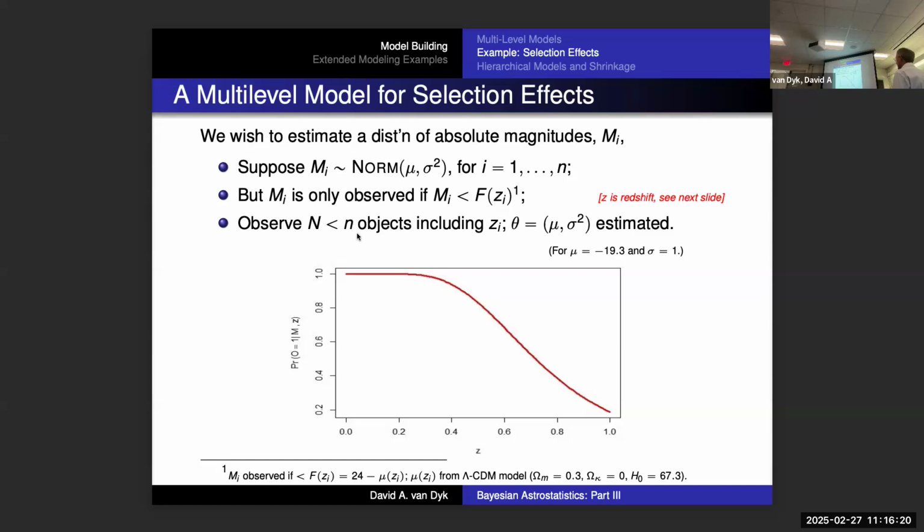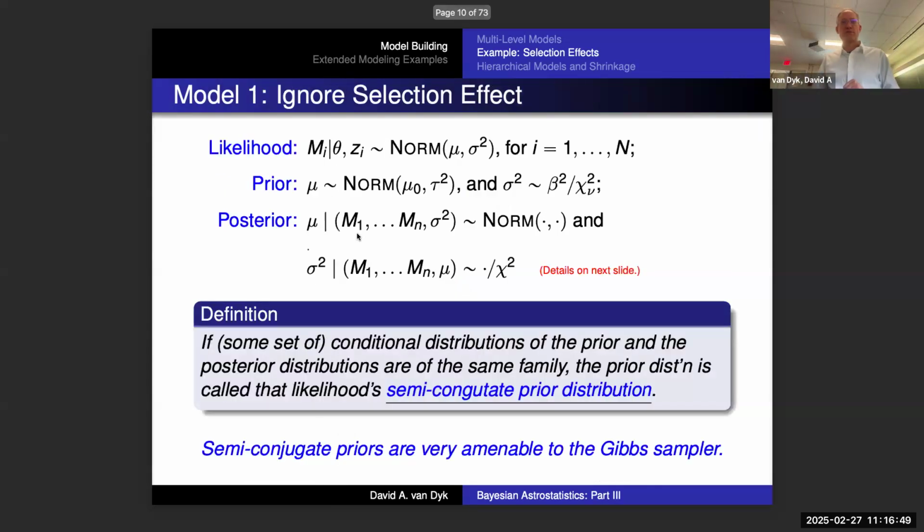We observe, for the observed objects, of course, we have redshift, or suppose we have redshift, and so there's going to be a different threshold for the observation depending on the individual objects. And so for a particular value of mu and sigma, the probability that we observe a supernova decreases as its redshift increases. No surprise there. But we want to now account for that selection effect when we model the distribution. And how might we do that?